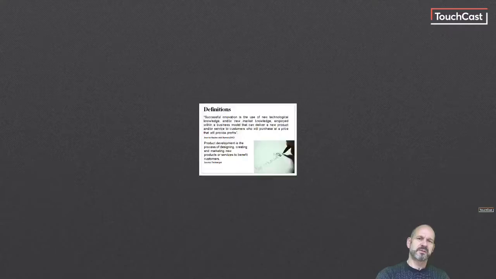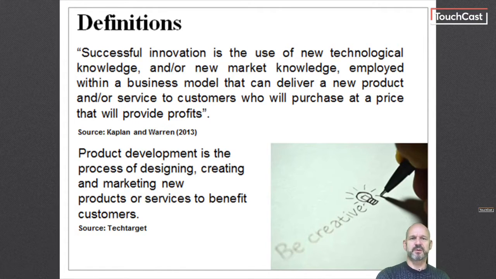Successful innovation uses new technological knowledge and/or new market knowledge and employs this within a business model that can deliver a new product and/or service to customers who will hopefully purchase at a price that will provide profits. And product development is a process of designing, creating and marketing new products or services to benefit the customer.